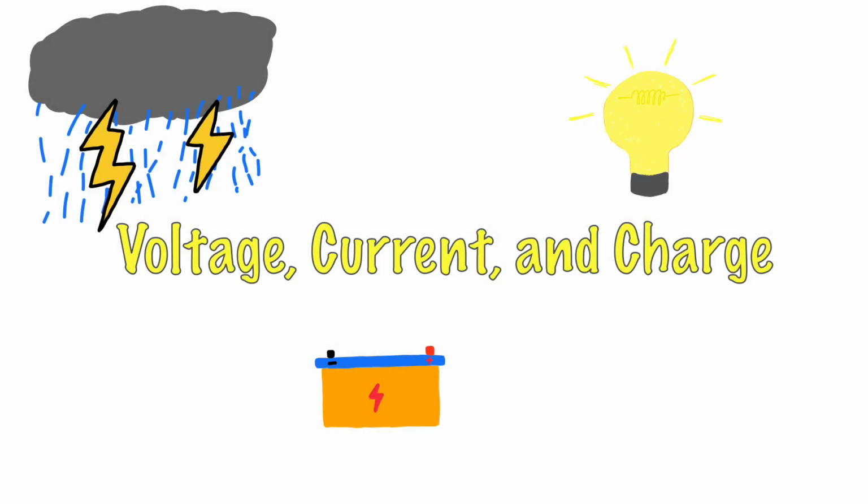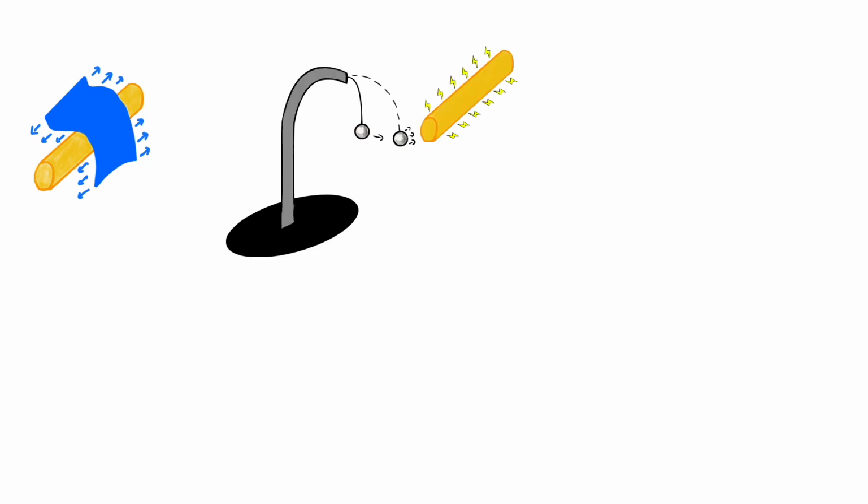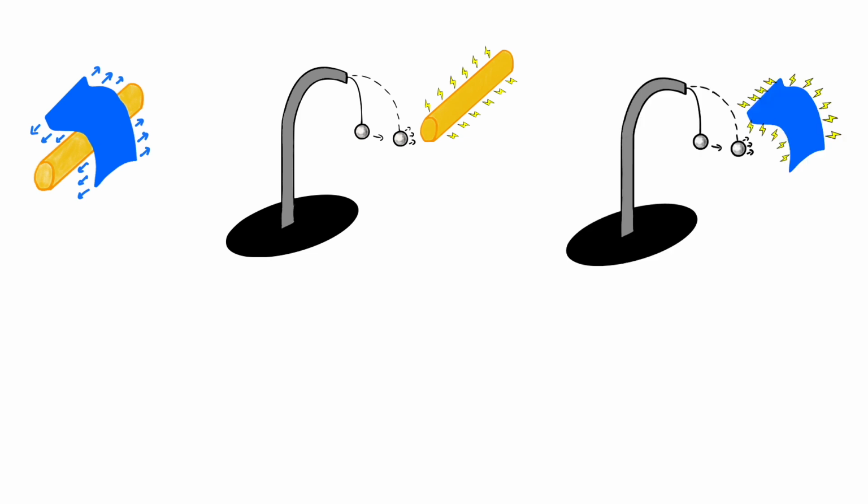To understand electricity, we must first understand the concepts of voltage, current, and charge. Most of us know that when we rub a PVC pipe with a microfiber cloth, we generate some type of electricity. If we then bring the pipe near a suspended foam ball, the ball is attracted to the pipe. Likewise, if we bring the cloth near, the ball is also attracted to the cloth.